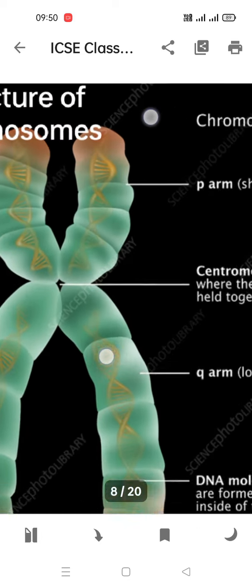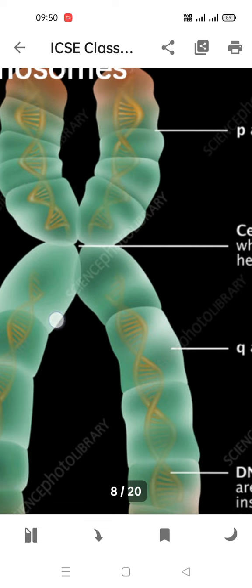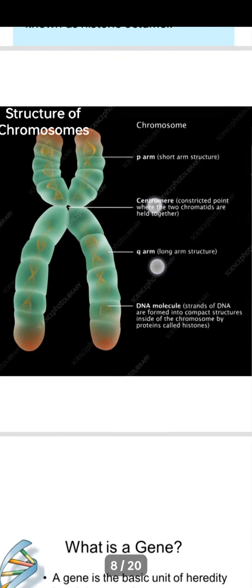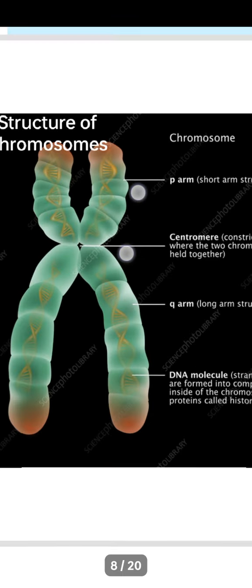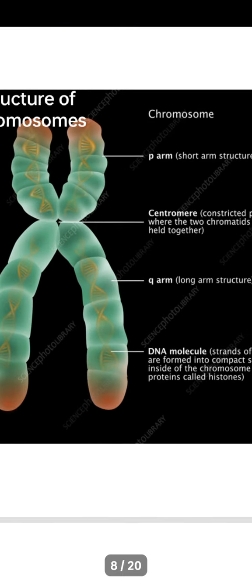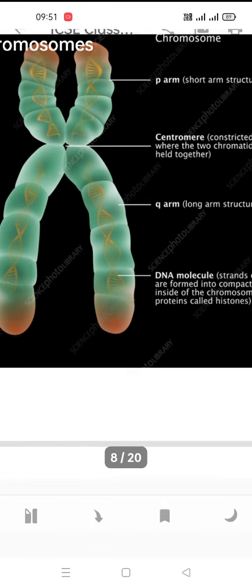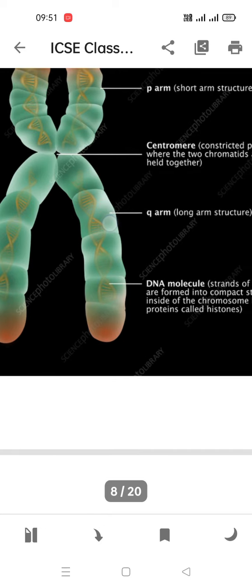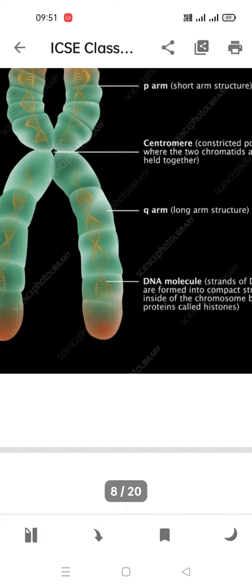You can see here, these are the daughter chromosomes. This is known as the P arm of the chromosome, which is the short arm. And this is the long arm. This is the centromere, which divides the two sister chromatids.